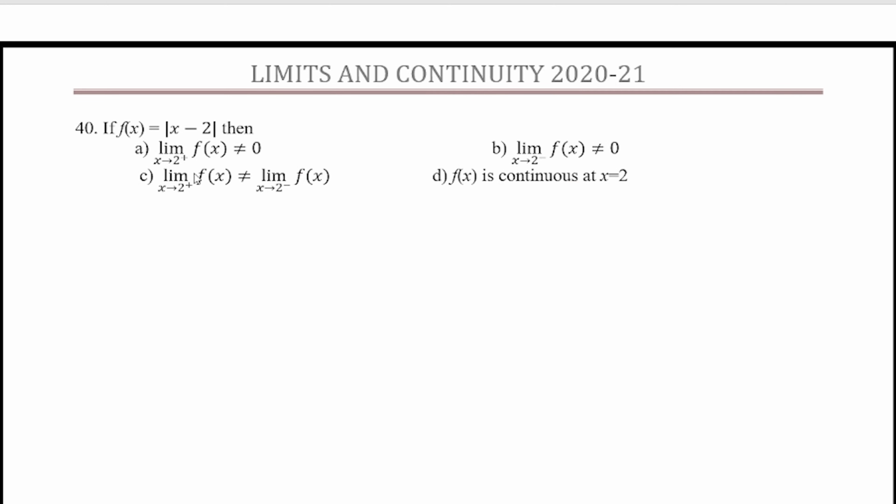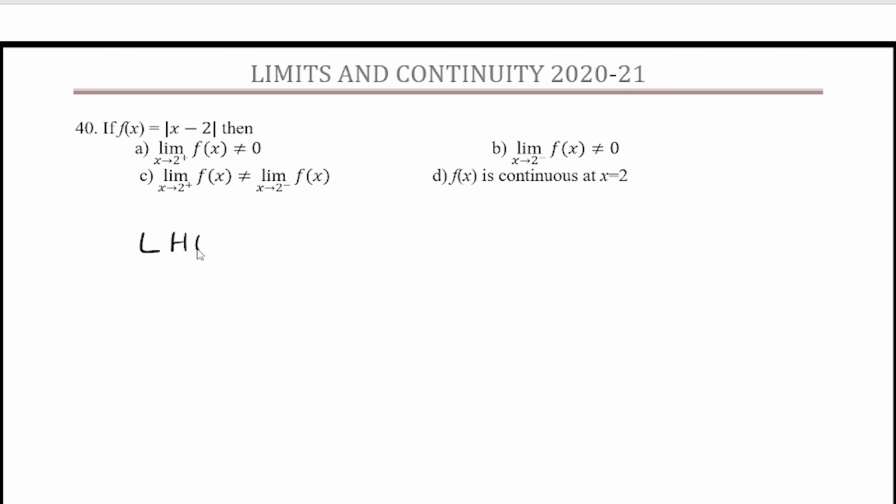Okay. Then the 40th question. f of x equal to modulus of x minus 2. Then option A: the limit of f of x as x tends to 2 plus is not equal to 0. Option B: whereas the limit of f of x as x tends to 2 minus is not equal to 0. Option C: option A is not equal to option B. Option D: f is continuous at x equal to 2. Check them one by one.